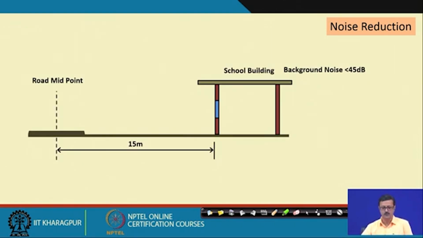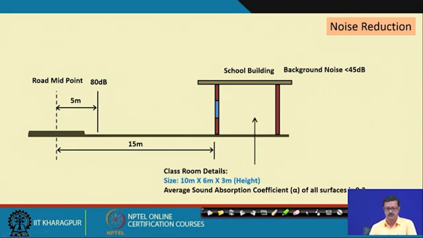Let us go to the next problem, where suppose there is a road, and from the middle point of the road at a distance of 15 meter there is a school building, and the background noise criterion for the school building is such that the noise transmitted from the road to this school building should not be more than 45 dB. So, that is criterion number one, and suppose you have an 80 dB sound at a distance of 5 meter from the center of the road. The next inputs are for this classroom.